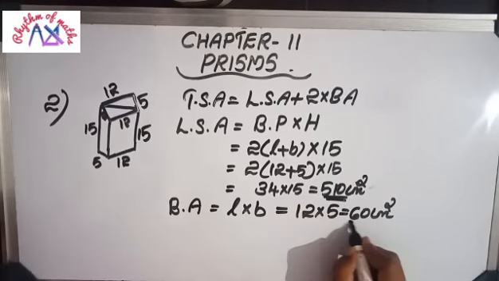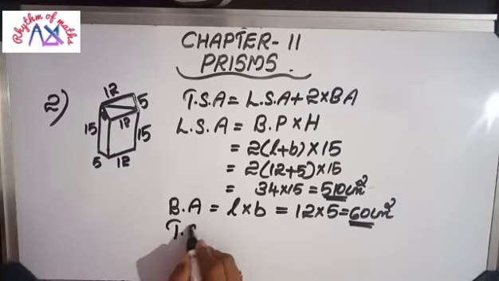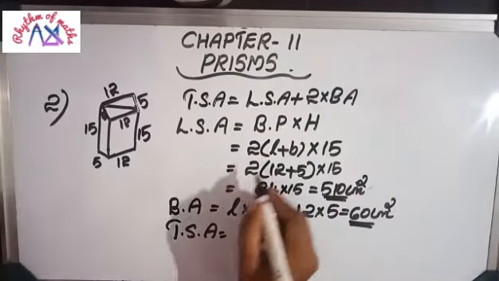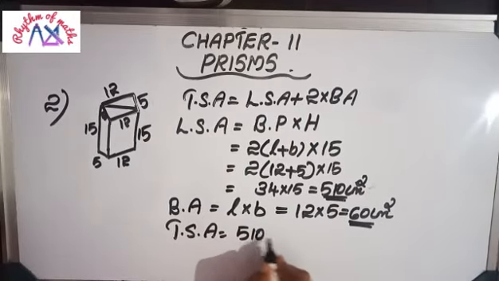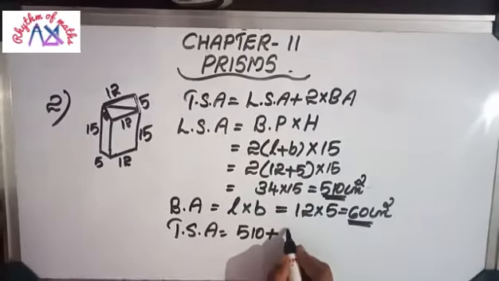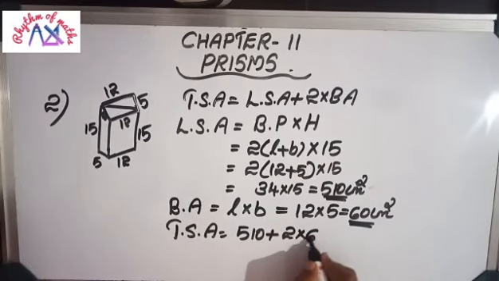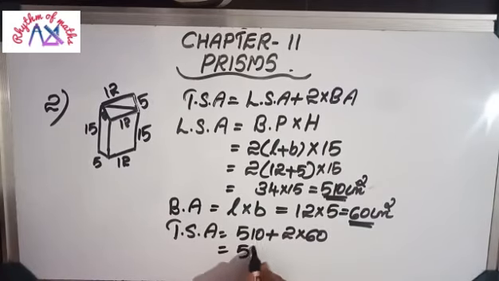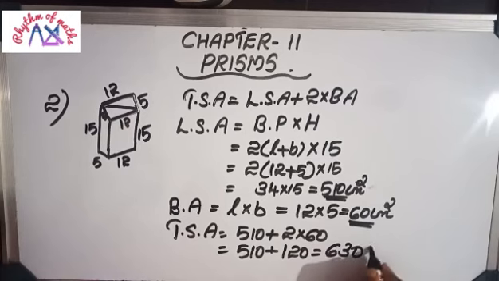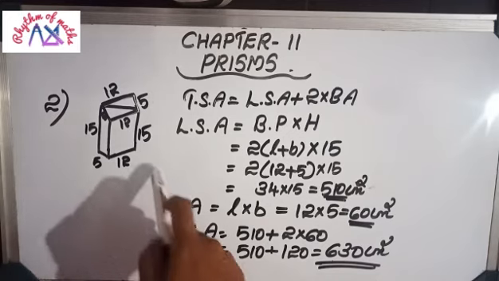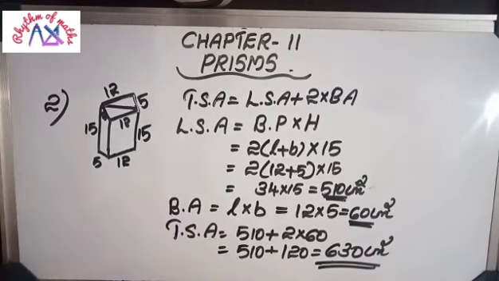So we got LSA and we got base area. Now to find TSA, the equation is LSA, that is 510, plus 2 into base area. So 2 into base area is 60, that is 510 plus 60 into 2, which is 120. So the answer is 630 centimeter square. So 630 centimeter square is the area of the newly formed rectangular prism. So this is the second answer.